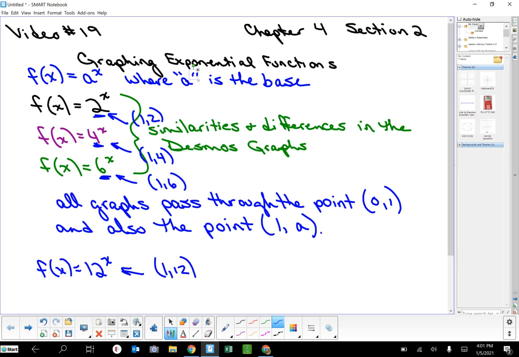What else? None cross the x-axis. So the x-axis is what's called an asymptote, which means the graph doesn't cross it.